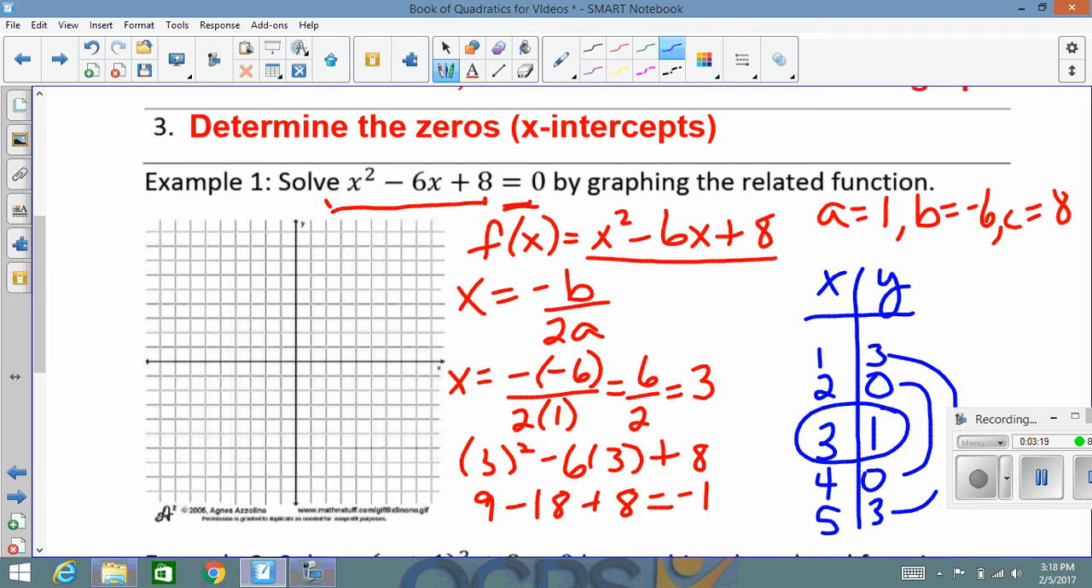Graphing my function: 1, 3, 2, 0, 3, I said negative 1 and I wrote 1. That should be negative 1. I knew there was a mistake when I went to plot it and it didn't give me my curve. 4, 0, and 5, 3. So here's my graph.